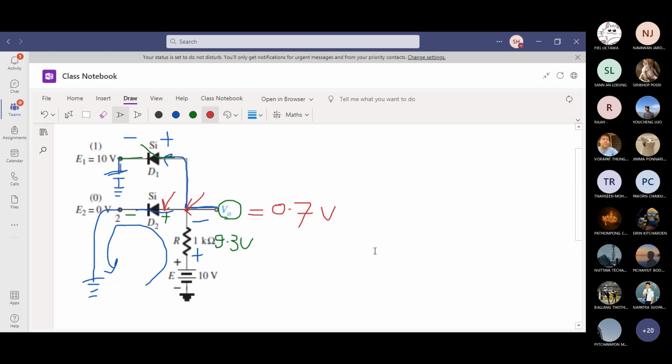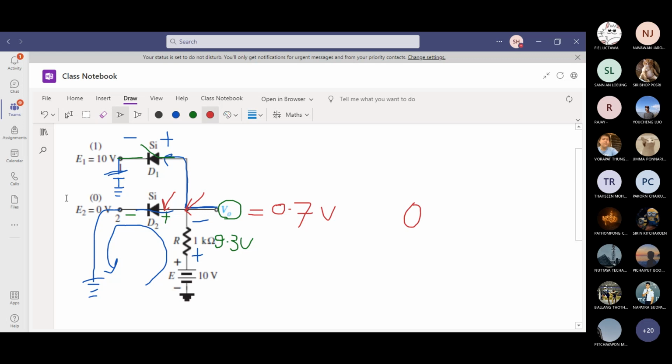Even though it's not 0 volt, 0.7 is not high enough for the Boolean logic to consider. It is rather low for Boolean logic level 0. So Boolean output will be 0.